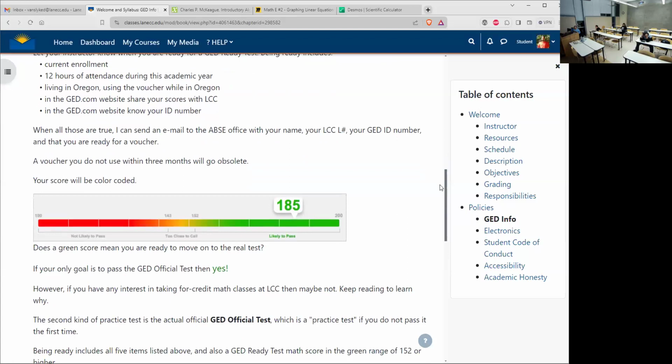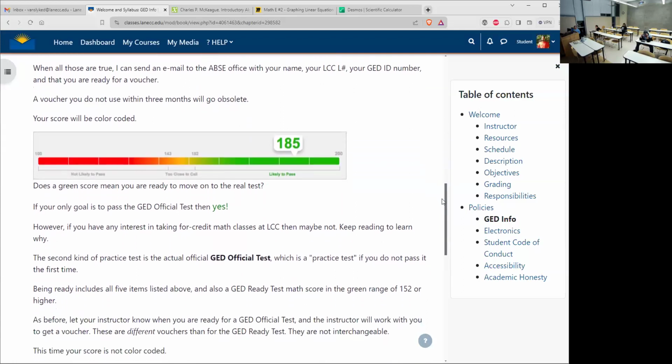How high the score is that you want depends on what your goal is. Likely to pass is sort of in the 160 and up range, maybe 152 if you want to cut it close.